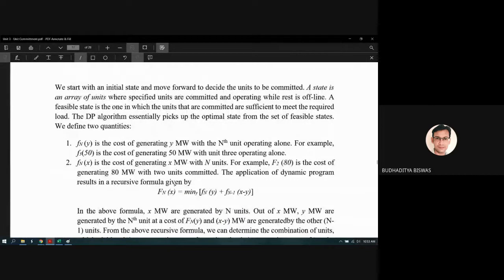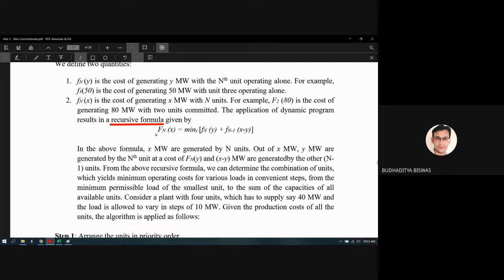But before we go for this, we must know one recursive formula for finding the suboptimum solution. This is F_n. You need to remember this formula because it is the only formula used here, and if you can remember it, you can easily do the problem. F_n(x) equals the minimum over y of F_n(y) plus F_(n-1)(x minus y).